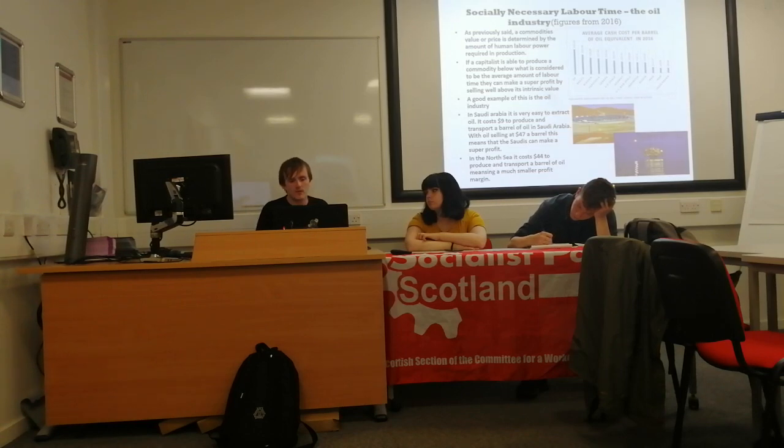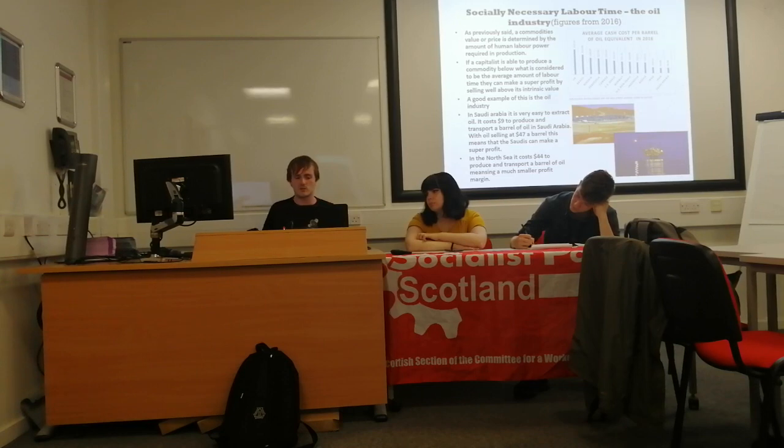So I'll give a real life example of what I mean. As I said, commodities' values and prices are determined by the amount of human labour power required to produce them. So if a capitalist is able to produce something below what is considered to be the average amount of labour time, they can make a super profit by selling well above the intrinsic value of that commodity.